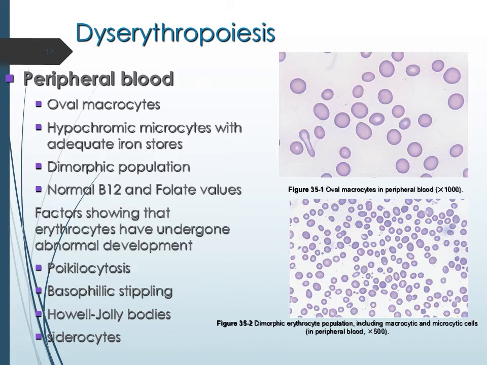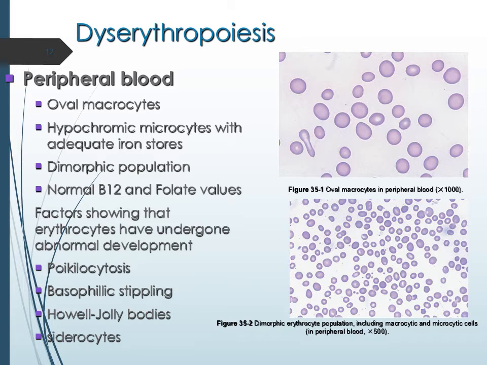Dyserythropoiesis. In patients with MDS, we find in the peripheral blood mobile macrocytes. The cells are oval, however, there are normal vitamin B12 and folate values. So when we see these oval macrocytes, MDS should be included in the differential diagnosis.